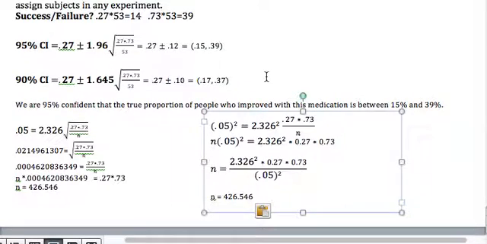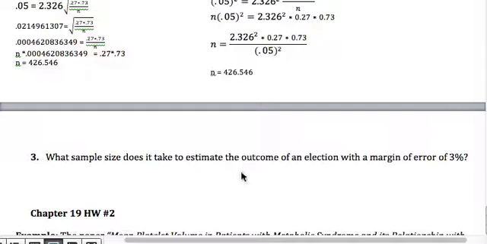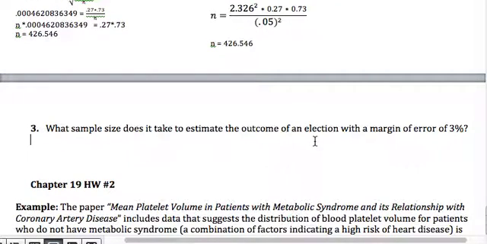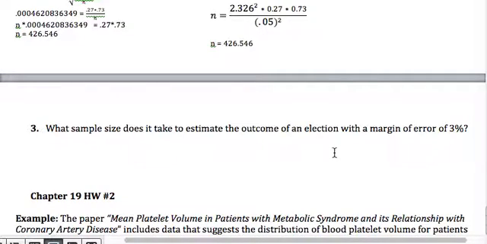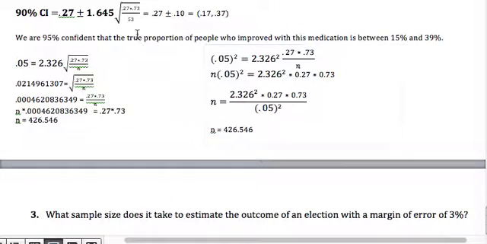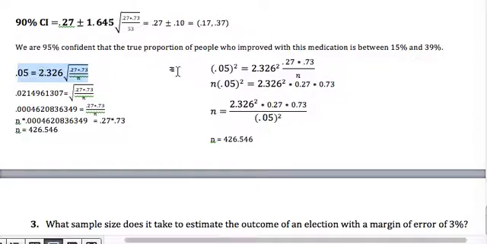Let's look at number 3. Number 3 says, what sample size does it take to estimate the outcome of an election with a margin of error of 3%? So this is just a new question, right? New question. Margin of error of 3%. I think there's some assumptions we have to make about this problem. We won't go through the formal assumptions, but it's just like this last one, right? We're going to have a calculation just like right here.